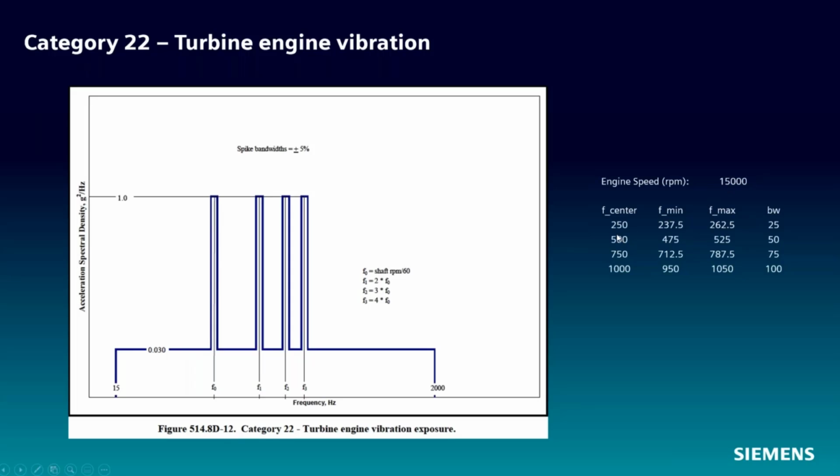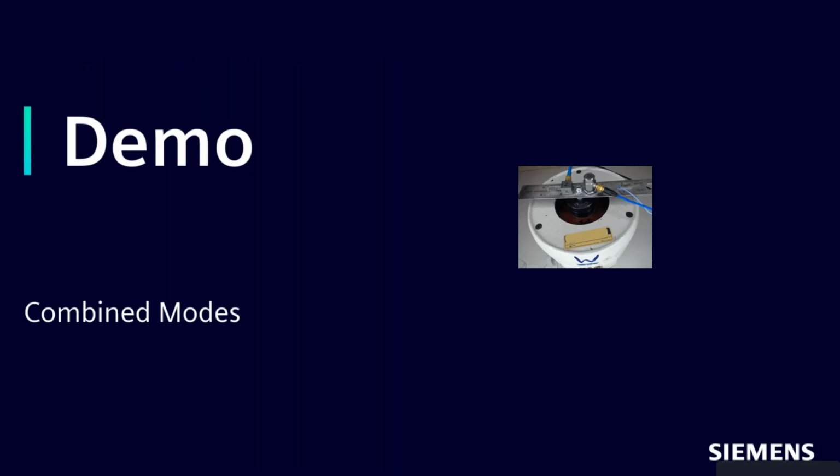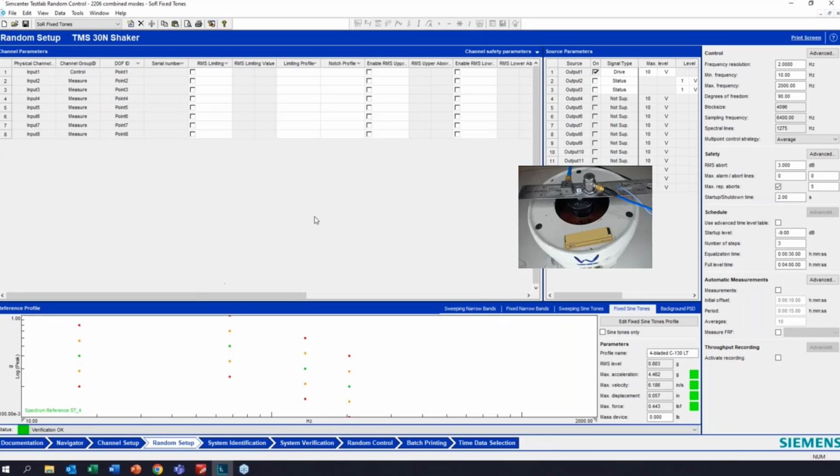And we divide this by 60, and we get our first center frequency of 250. And we find out what the min and max are and determine what the bandwidth is going to be for those narrowbands. We're also going to use this as the basis of a sweeping narrowband test as well. Okay, so let's dive into the software here and see if we can't get in some trouble.